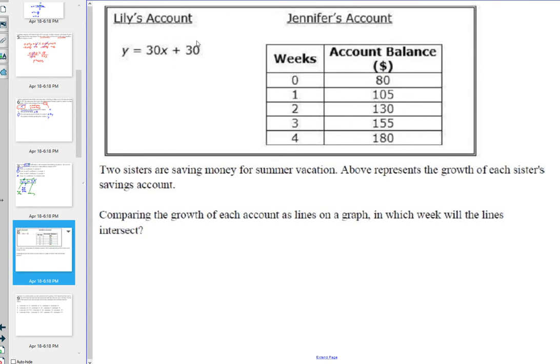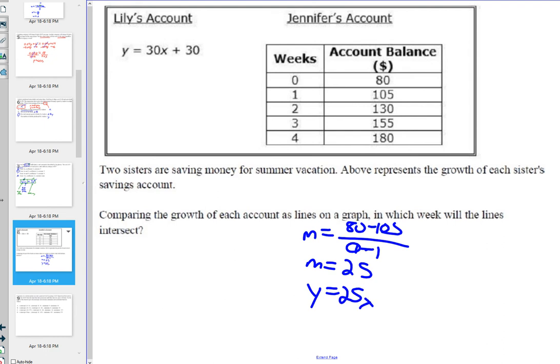And the nice thing about, if you are going to write the equation on this one, is they're already giving you the y-intercept. The y-intercept is 80. So all I have to do is find the slope. So slope would be, let's just do 80 minus 105 over 0 minus 1. Okay, or you can just tell, can you tell by looking at it what it's going up by? 25. So you know the slope's going to end up being 25. Okay, so my equation here would be y equals 25x plus 80. That's the y-intercept.